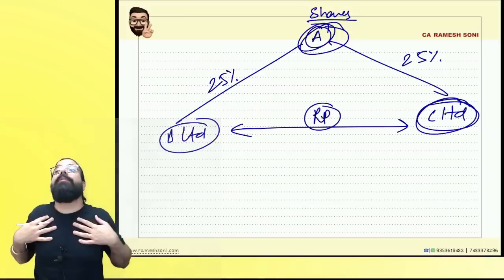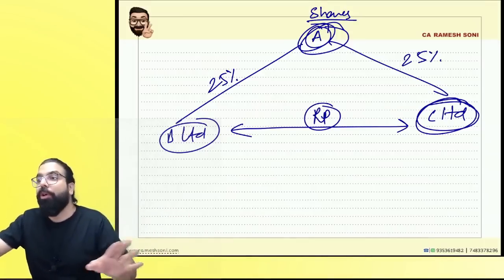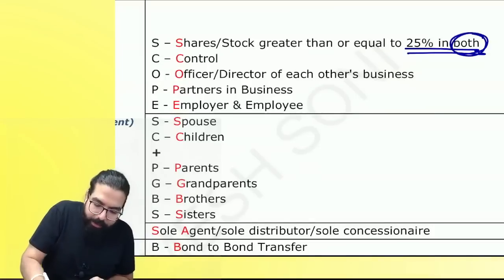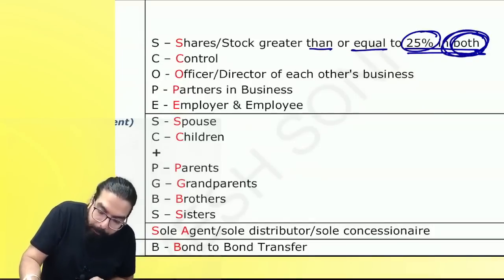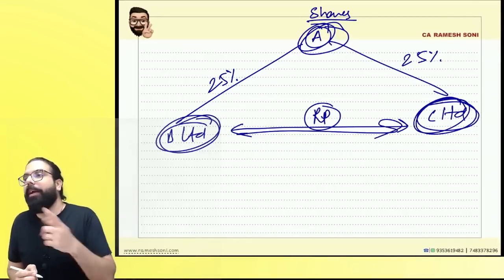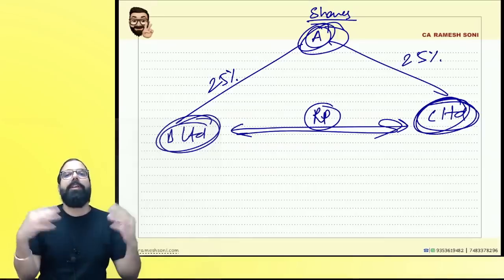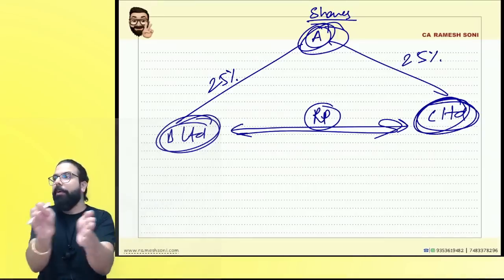Remember one thing, if I am holding in two people 25% or greater, it says greater than or equal to 25% in both. If I'm holding in both of them, then these two become related. Are we all 100% clear with this point? If I am holding 25% share in both of them, then these two become related.